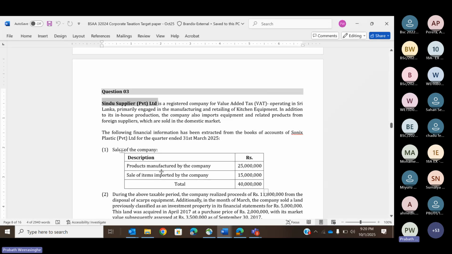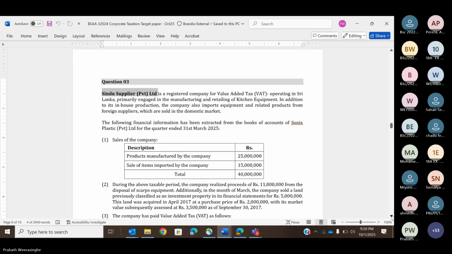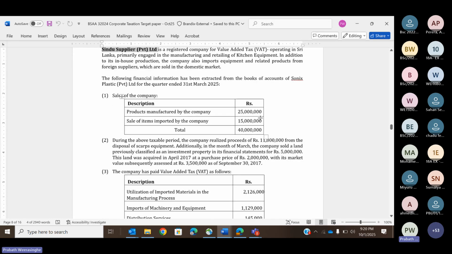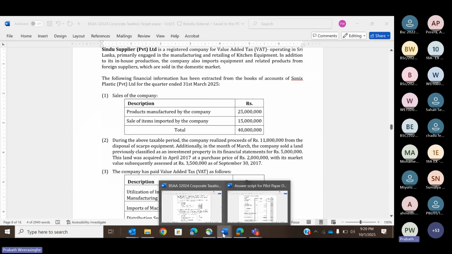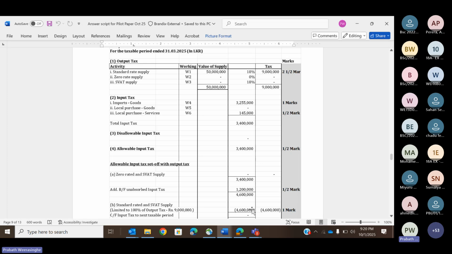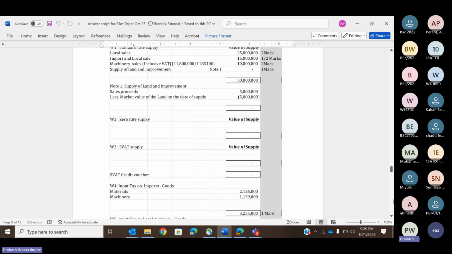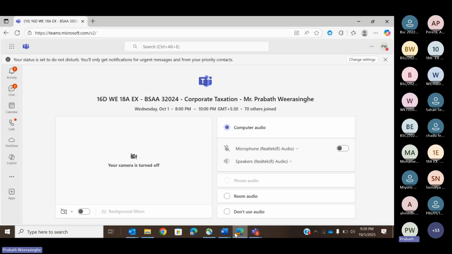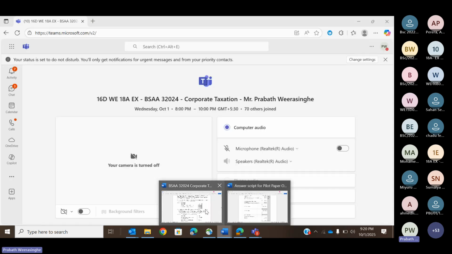Right. So what they are doing in Sri Lanka, they are giving the details of the sales and supply. The product is manufactured by the company, and imported and local sales, both are standard supply. Therefore, in the answer script, it goes in this way: I work out standard supply separately, local sales, imported sales, and thereafter it gives additional details.